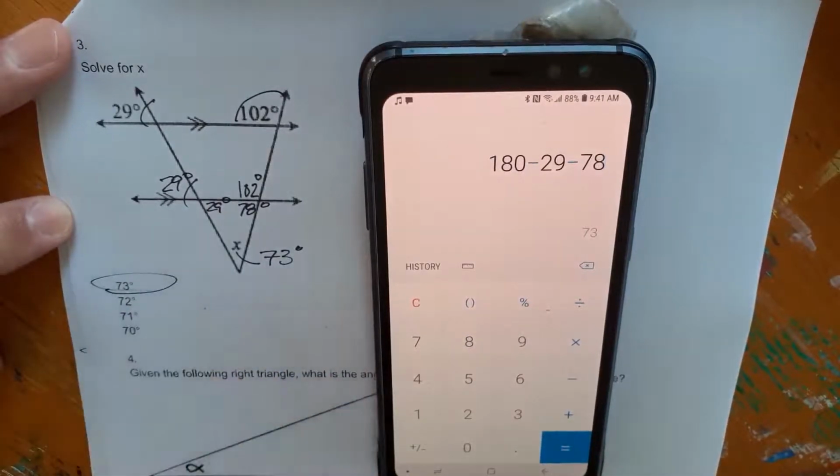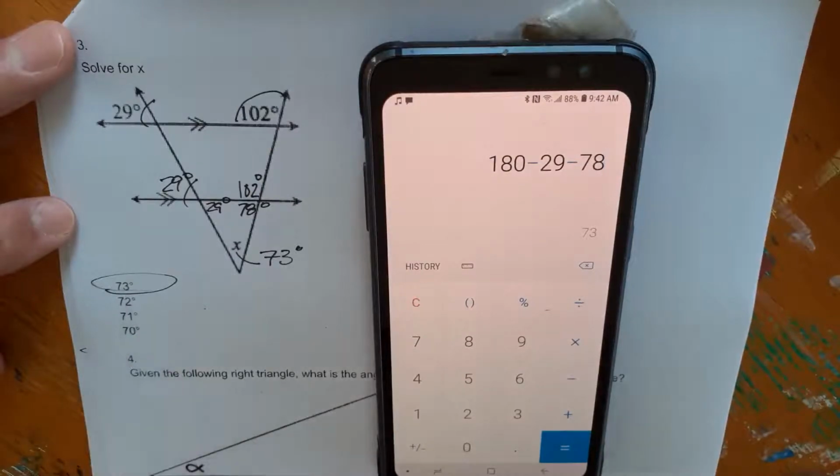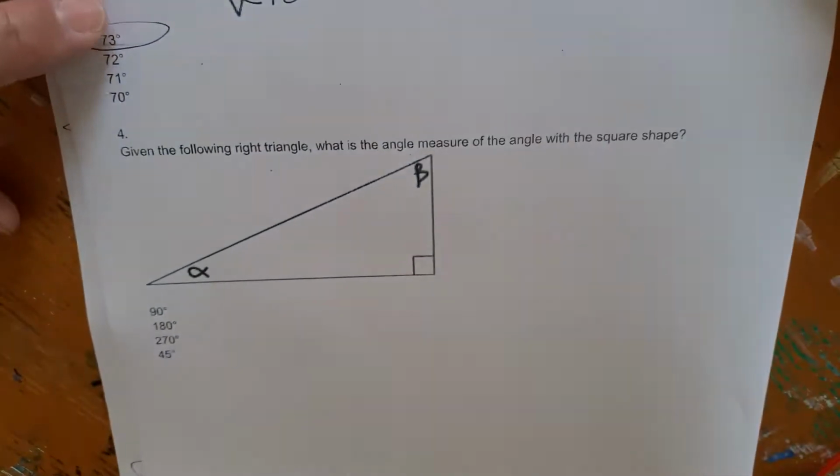All right? Remember, my answers always pop up in the top answer. Yours will be randomly mixed. All right, what else they give us?